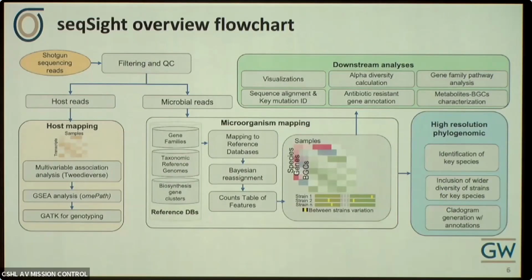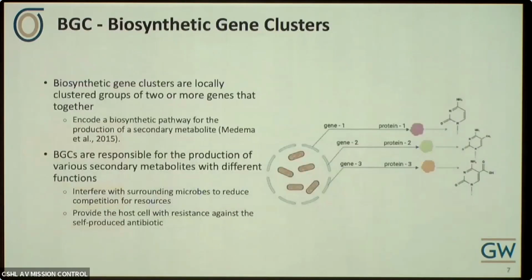After talking about the species taxonomy reference database, we go to a more interesting part, called the BGC part. I don't know if many of you know what BGC is, but I'm super new to this field, so I will give you a brief introduction. BGC stands for biosynthetic gene clusters, which are locally clustered groups of two or more genes that together encode a biosynthetic pathway, which has more functions. For example, they can interfere with competition from surrounding microbes for finite resources, and they can also provide a host cell with resistance against cell-produced antibiotics. So there are many different kinds of functions we can apply. That is how BGCs work and what we care about.